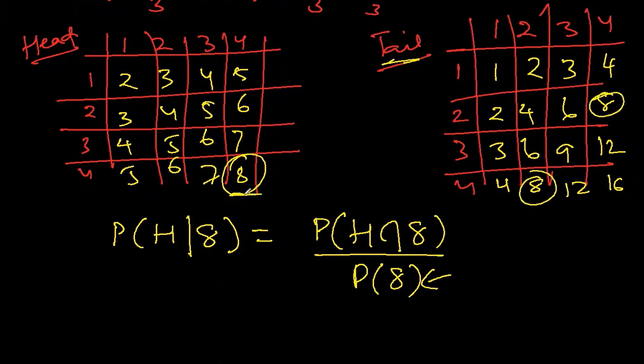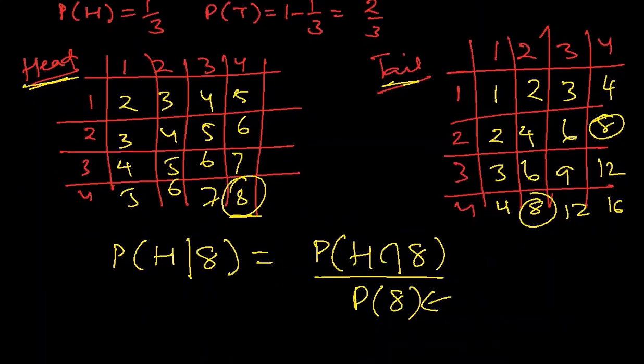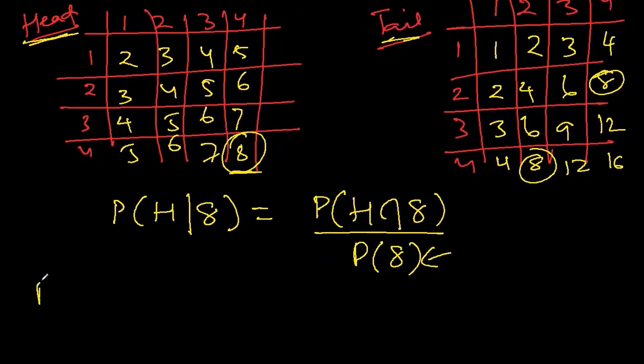So the probability of getting this 8 will be first, Judy should get a head, and the probability of head is 1/3. So probability of 8 in all. Well, first she should get a head, which is 1/3. And then there are 16 possibilities, but one of them is 8 only. So that's how this probability comes about.